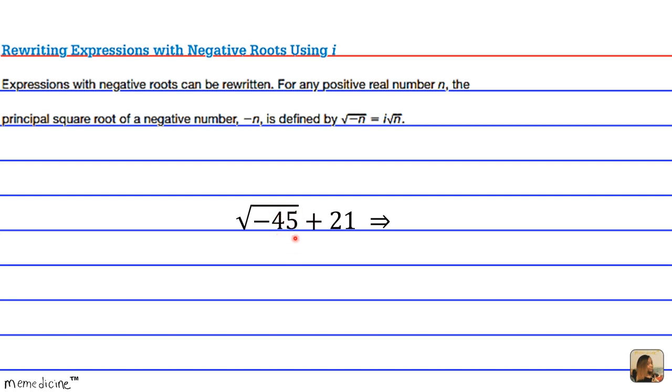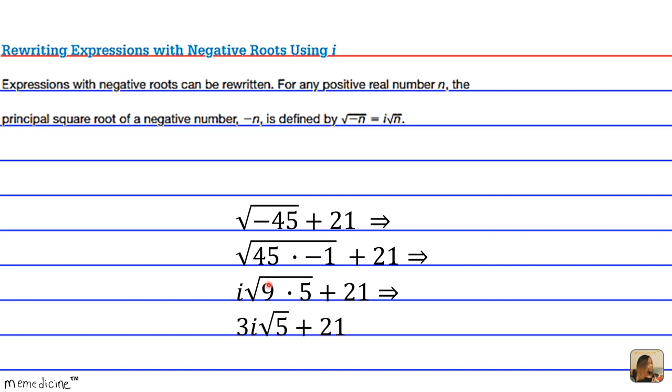So this term is pretty straightforward. We don't have to do anything to it, but we can rewrite this portion of the term, okay? So we do an initial factoring into n and -1, and this yields i times the square root of 9 times 5, plus 21. And we went ahead again and factored 45 in terms of its perfect square and its imperfect square. So the final result is going to be 3i times the square root of 5, plus 21.